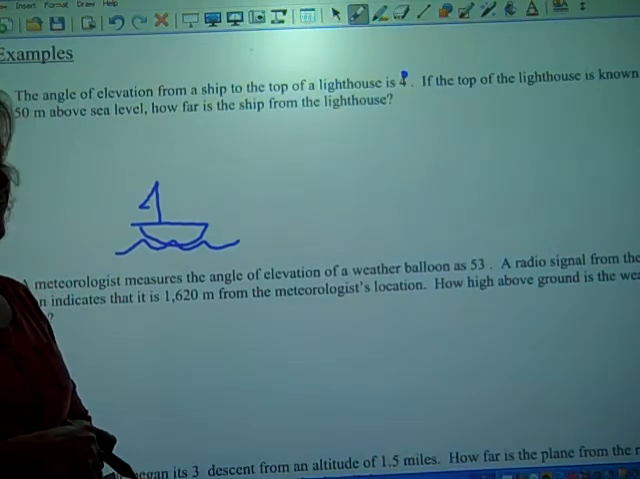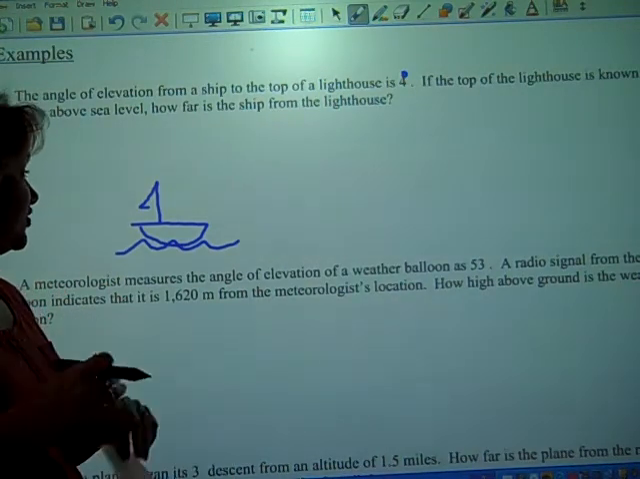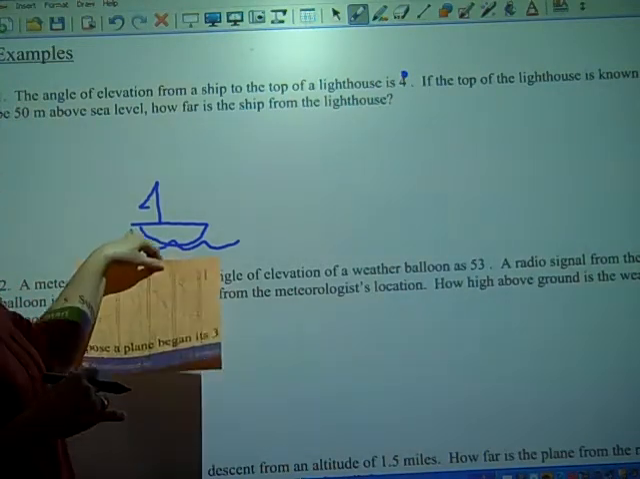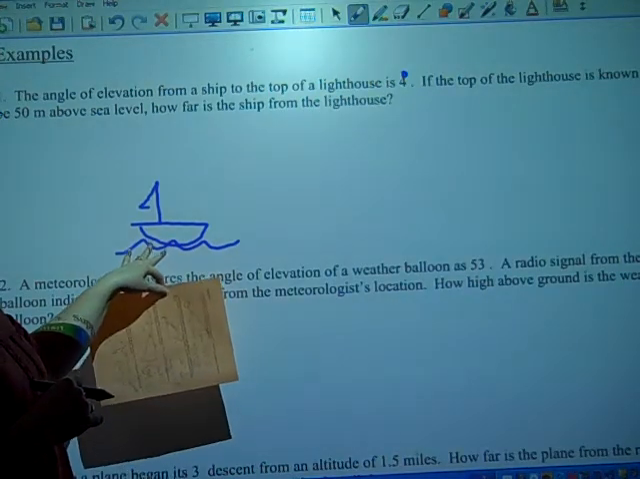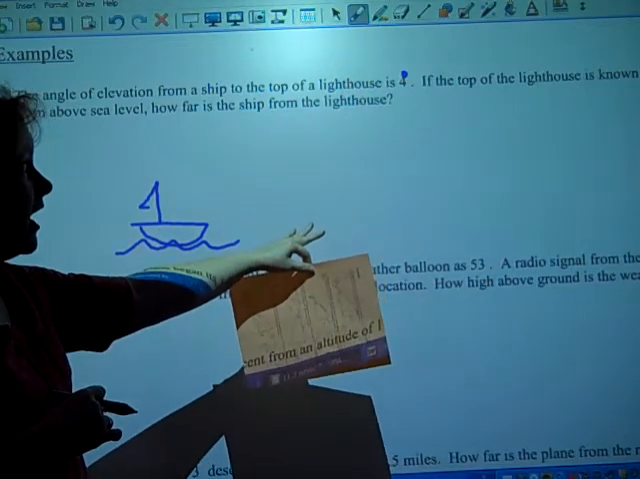I know, I'm a fantastic artist, aren't I? Okay, and the picture does not need to be pretty. You just need to get the idea of it. Okay, so here's my picture of my ship. Now think about this. I am on a ship. I am going to the lighthouse.